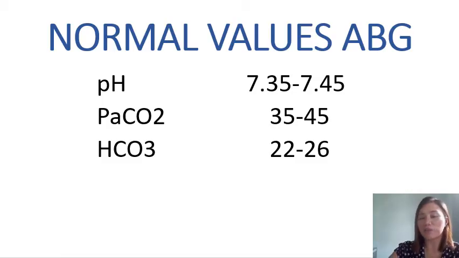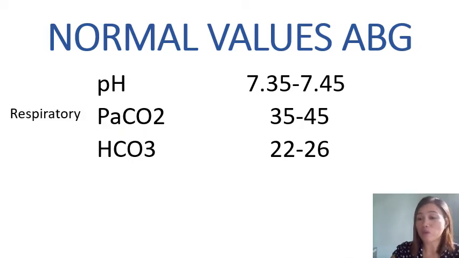All right, let's look at normal values of your ABG. We will be discussing your pH, your partial pressure of carbon dioxide in arterial blood, and your bicarbonate. When we're talking about your PaCO2, we are referring to your respiratory aspect. If we're talking about your bicarbonate, it's the metabolic aspect, okay? Don't forget about that. Now, let's look at the values.